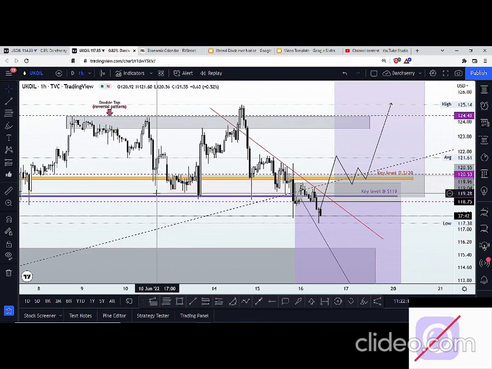US oil. Okay, we're going to look at US oil. I think US oil is what follows right after the UK oil that we're just talking about at the moment.